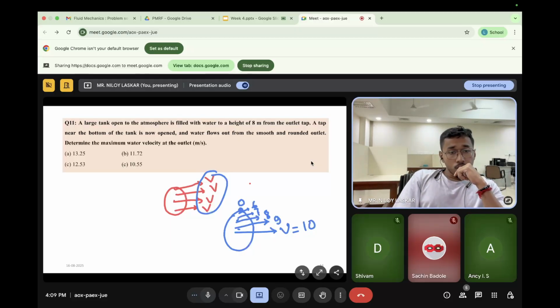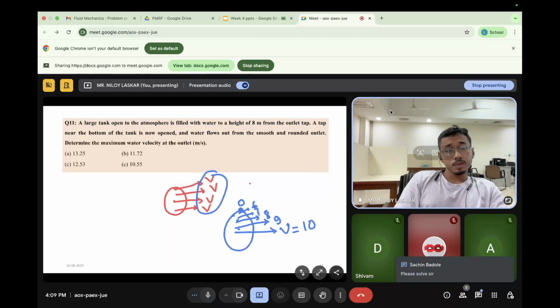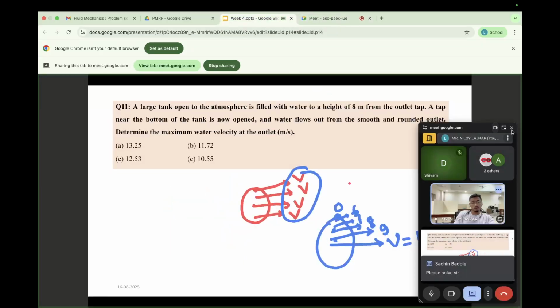So I am giving you this question. Can you solve it now? Shivam is saying option C is the answer. What about Sachin and others? Can you try, or can I solve this for you? Okay, I am solving this for you.